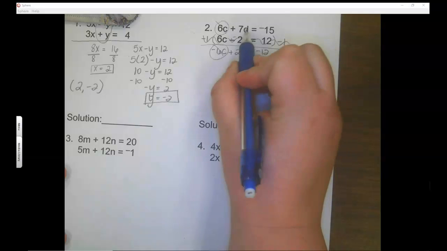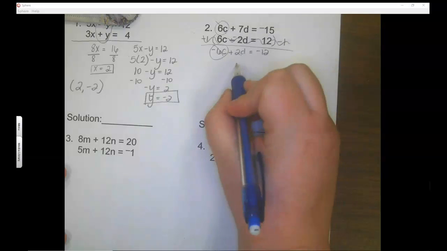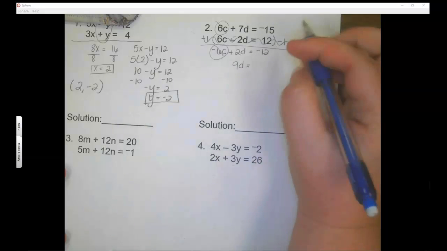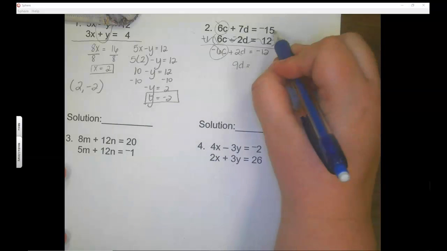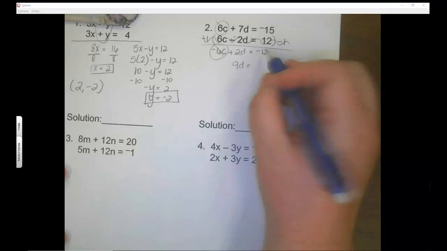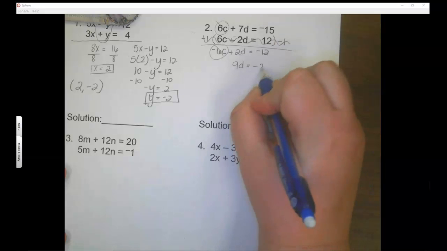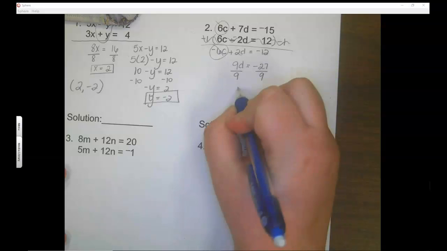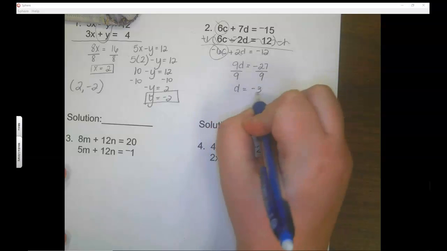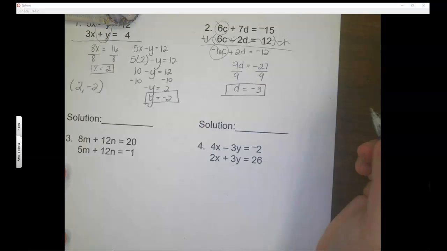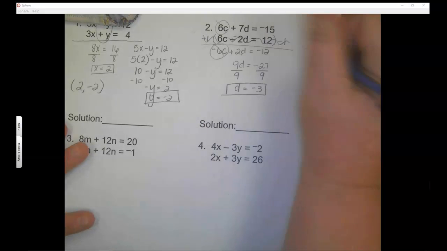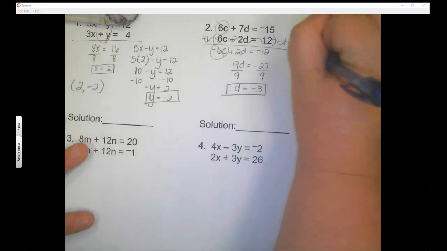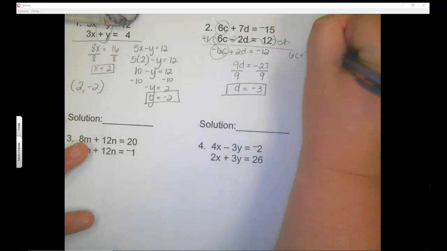So when I do that, 7d plus 2d is 9d. 9, the letter D. Negative 15 plus negative 12, or minus 12, is negative 27. Divide both sides by 9. And D is negative 3. Go back to my equation. I have 6c plus 7d equals negative 15.